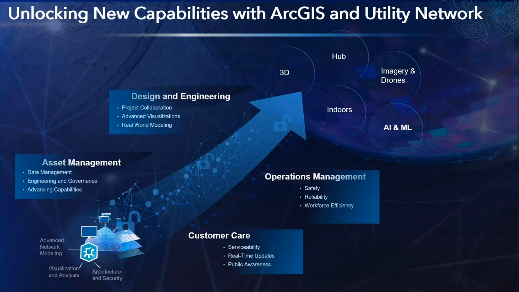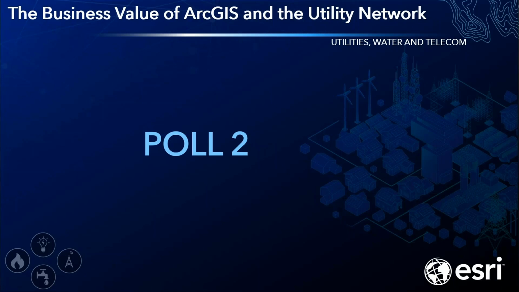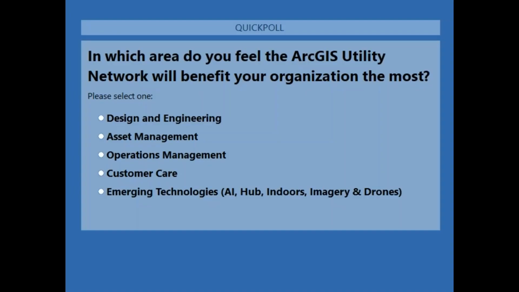But before we begin that, let's take a second poll to get your thoughts on all 5. Joe, will you put up our second poll? Yes, no problem, Tom. So here is the second poll, everyone. After hearing what Tom just went over on the previous slide, we'd like to know, in which area do you feel the ArcGIS utility network will benefit your organization the most? Is it design and engineering, asset management, operations management, customer care, or, as Tom said, the 5th one, the emerging technologies?